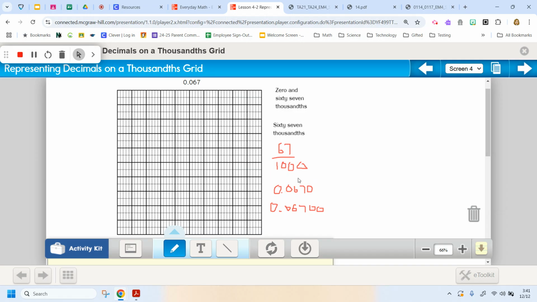And then while your video's paused, go ahead and shade in 67 thousandths. See if you can shade in 67 thousandths on this grid correctly. Then unpause your video and see if you have it correct. All right, let's see. Did you get it right? We have 6 hundredths shaded in and 7 thousandths. Notice we have no tenths, so there are no long columns shaded in.